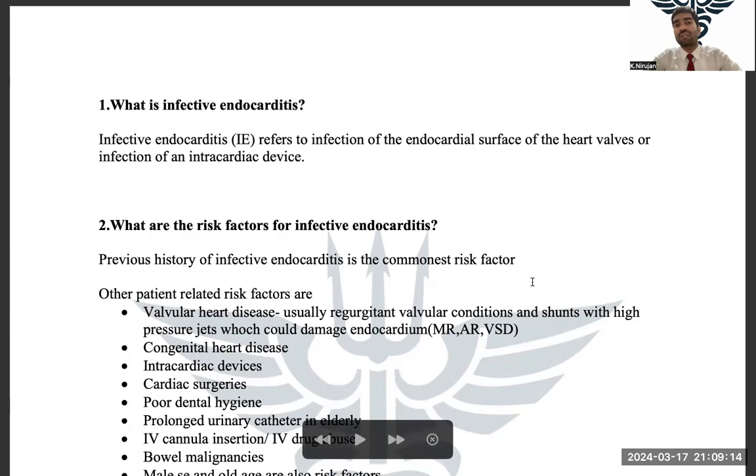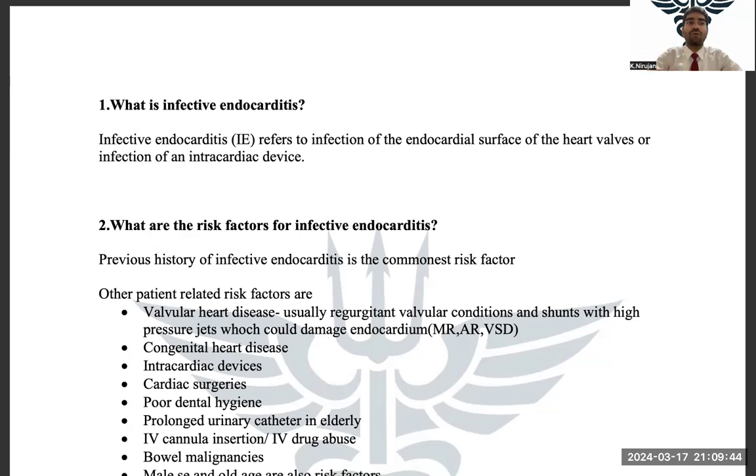The other thing is congenital heart defects. You all know Eisenmenger, the common adult cardiac conditions you will encounter, the two cyanotic heart diseases, and the other congenital heart diseases we spoke about, and then intracardiac devices, cardiac surgeries, and then comes poor dental hygiene. If you go through the undergraduate curriculum questions, there will be questions, either in your cardiac module, undergraduate exams, or any exams.